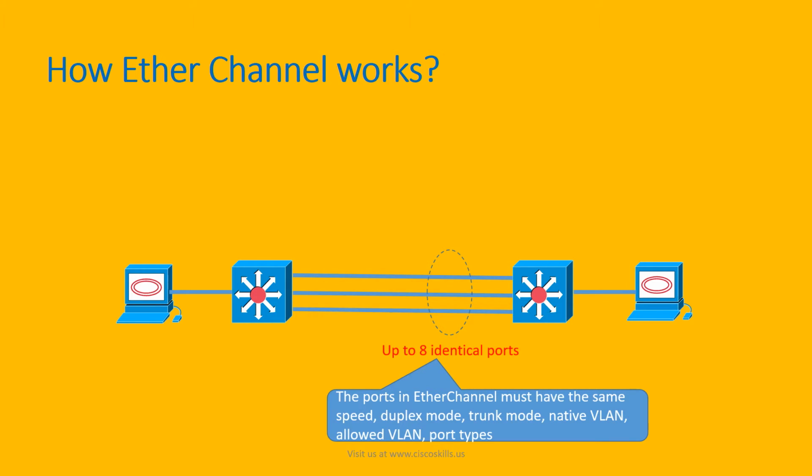Now this computer will respond with a packet back to this switch. This switch will also have to extract the same information, such as the MAC address, the IP address, the port numbers, and based on the load balancing method configured on this switch, it will make the decision to select one of the links in the EtherChannel to forward the packet, and in this case it will, for example, forward the packet on this link and to this computer.